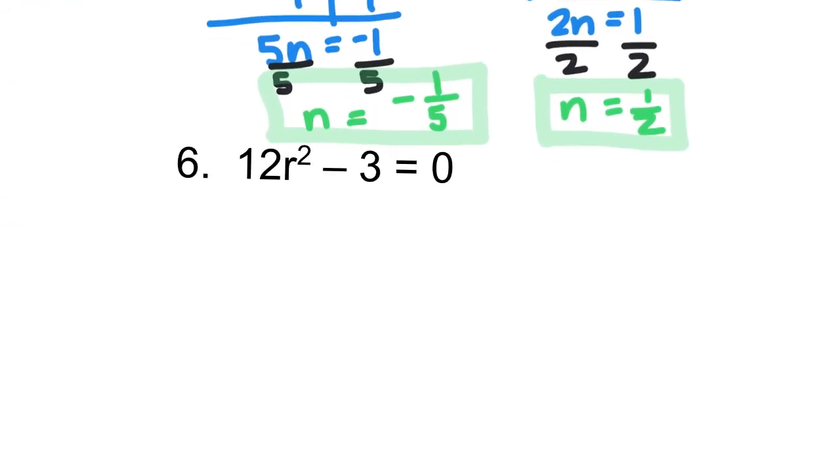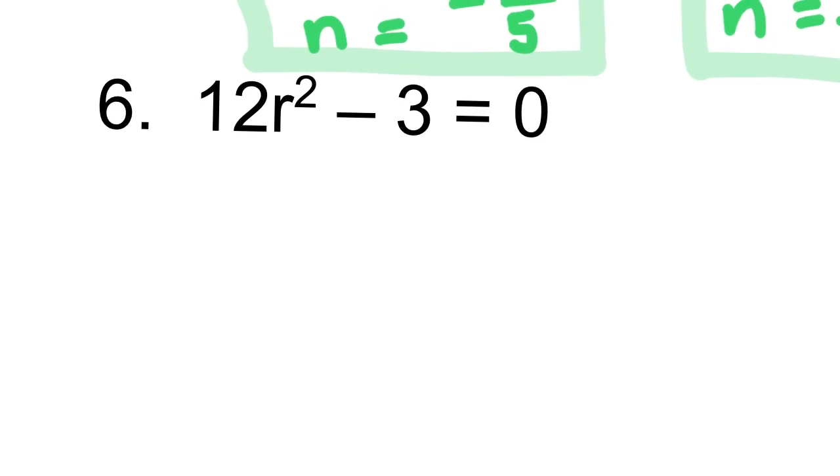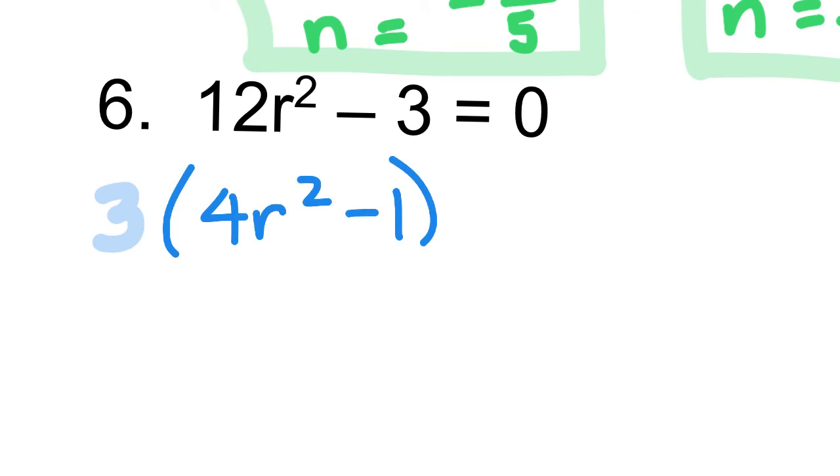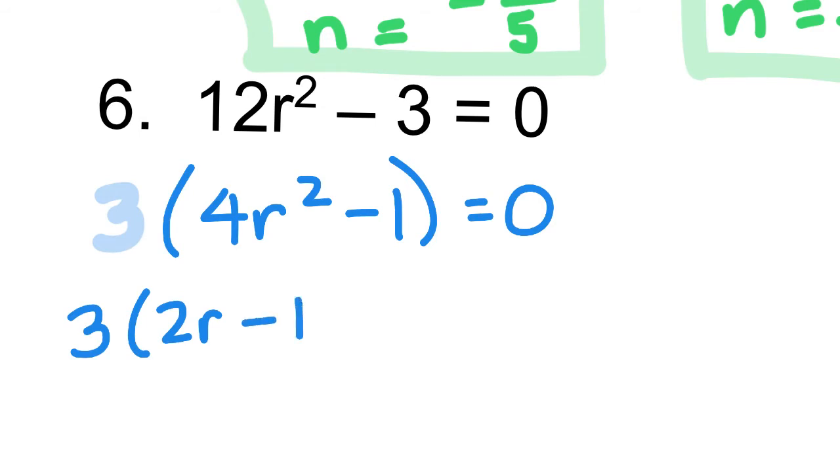Please turn your attention to number 6. First, is there a GCF? If there's a GCF, we'll first take that GCF and factor it out. So we're left with 4r squared minus 1. Now that's a difference of perfect squares. So we'll have that factor of 3, and then we'll take the square root of the first minus the square root of the second times the square root of the first plus the square root of the second.